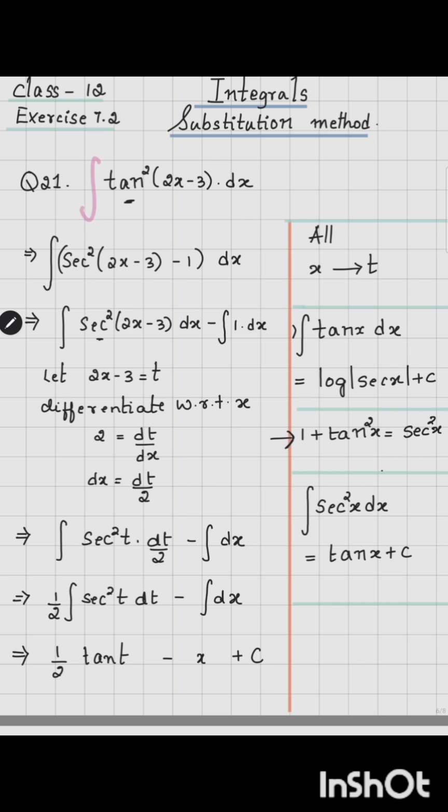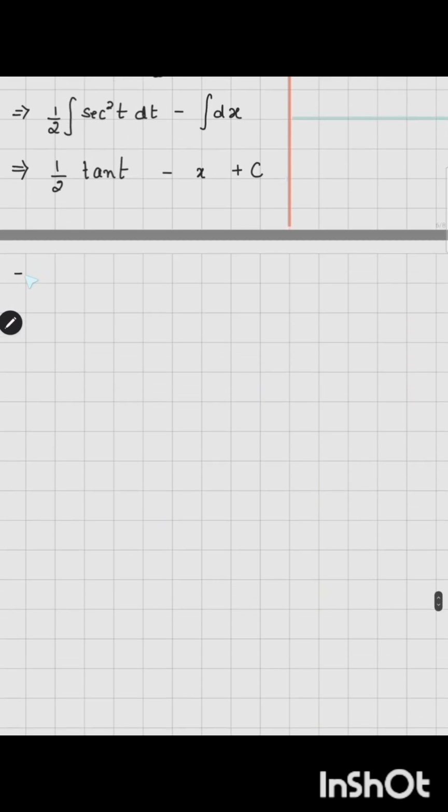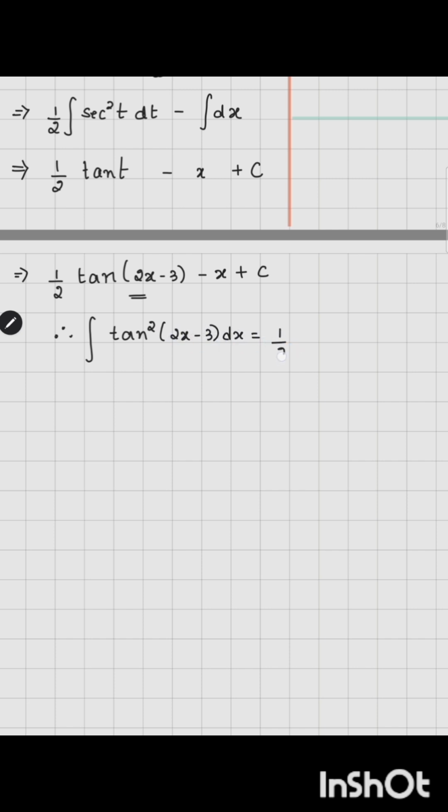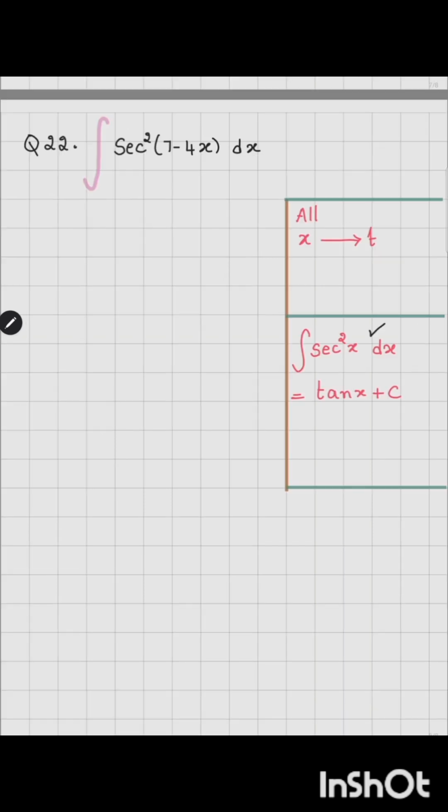Now let us substitute for t. This implies 1 by 2 into tan of, in the place of t we will write, 2x minus 3, minus x plus c. So this is the integral. Therefore the integral of tan square (2x minus 3) dx is equal to 1 by 2 tan of (2x minus 3) minus x plus c. Next, let us find the integral of secant square (7 minus 4x) with respect to x.